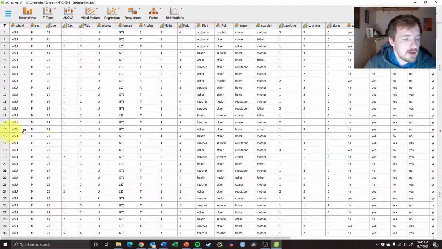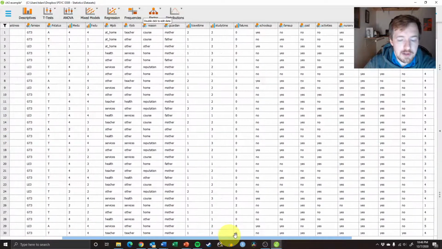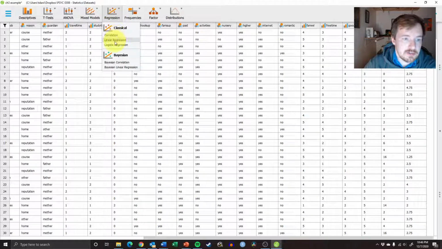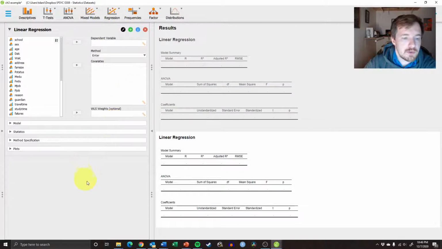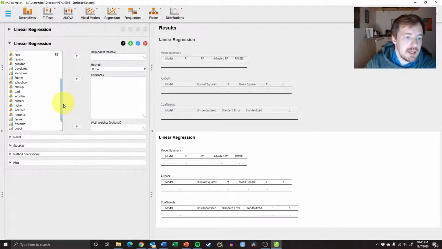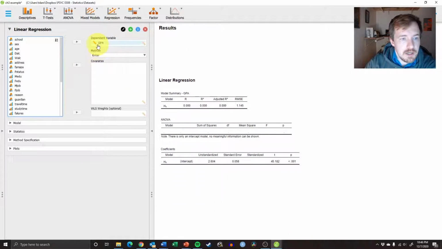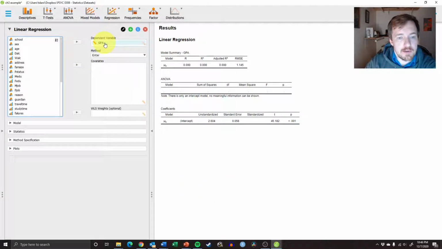So a quick little bit about this data. What I'm going to be doing is I'm ultimately interested in GPA, which is this final column right here, and I'm interested in whether or not any of these other variables are predictive of that. So let's get into it. So I am going to, because I'm interested in looking at what can predict GPA, I'm going to move down and I'm going to put GPA in the dependent variable section. So you'll see that I have that right there.